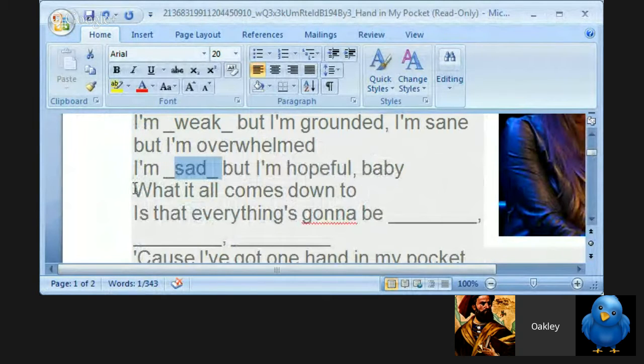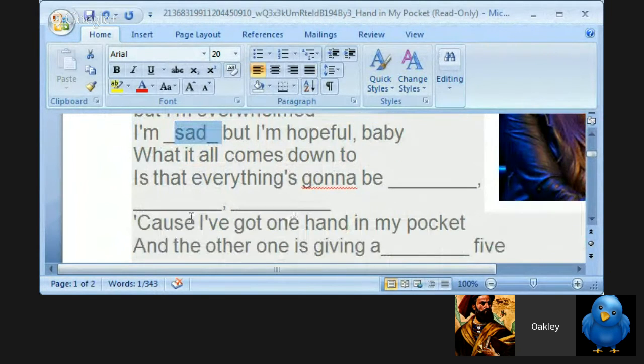Hopefully you will not have to hear me actually sing this. Okay, very good. All right, Salvatore, back to you. From here, what it all comes down to is that everything's going to be okay. And here I have to tell you that the same word is repeated three times. Everything's going to be okay, okay, okay. What it all comes down to is everything's going to be okay.